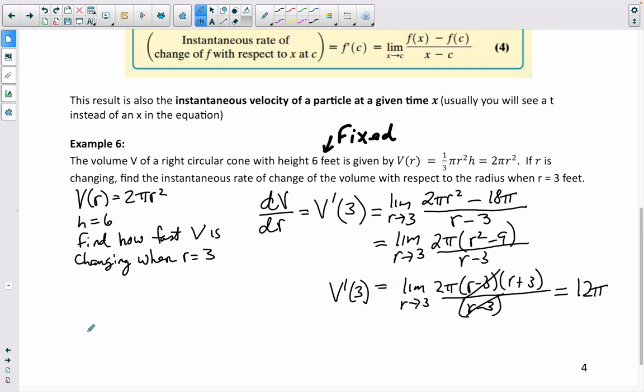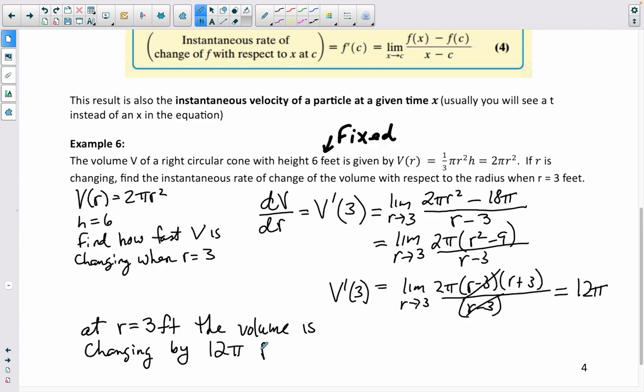So what this means is at r equals 3 feet, the volume is changing by 12 pi feet cubed. Right? So at that moment, that's how much the volume is changing. It's its instantaneous rate of change. Right? So again, very similar to what we did with the IROC when we did unit 6.